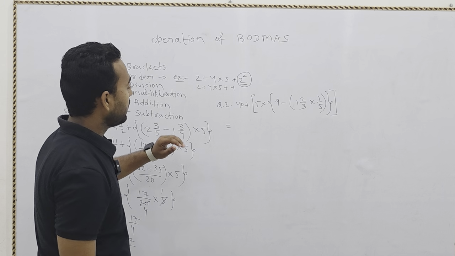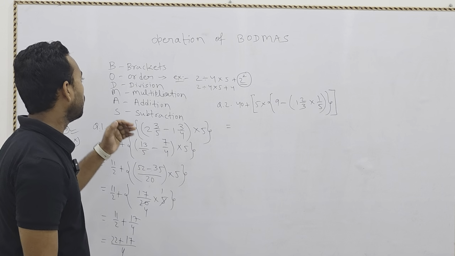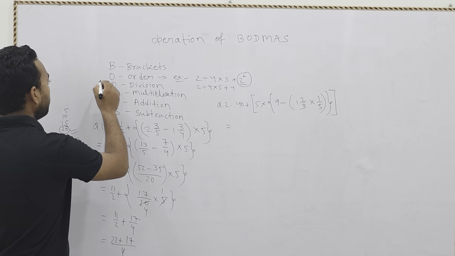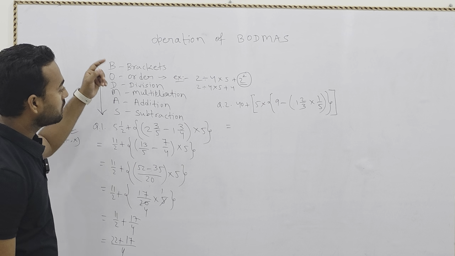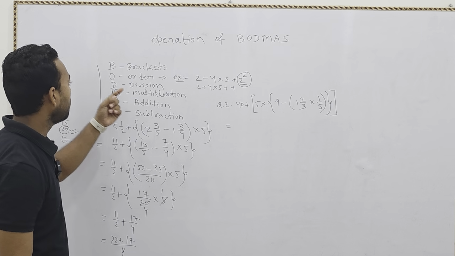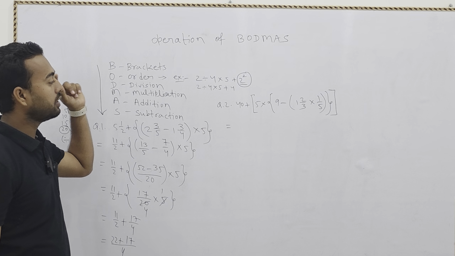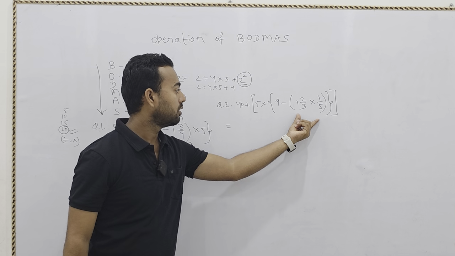So here initially what I have written is the full form of BODMAS. This is the full form and this is the way to solve. First in the question, we will solve the bracket one. Which one is under bracket? First we will solve this one.